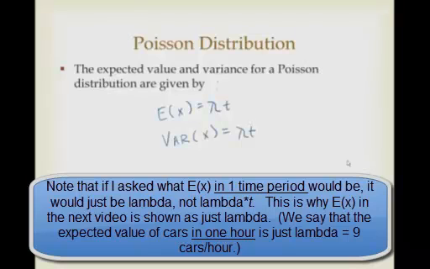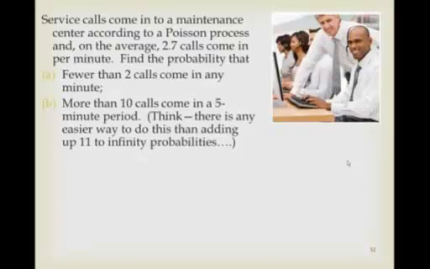Now, let's go on to another problem. We've got 2.7 calls coming in per minute. Find the probability that fewer than 2 calls come in any minute, or more than 10 calls come in any 5-minute period. So for the first one, fewer than 2 calls come in any minute. Well, that's going to be the equivalent of saying the probability that no calls come in plus the probability that 1 call comes in, right? That's the only possibilities we have that are less than 2.